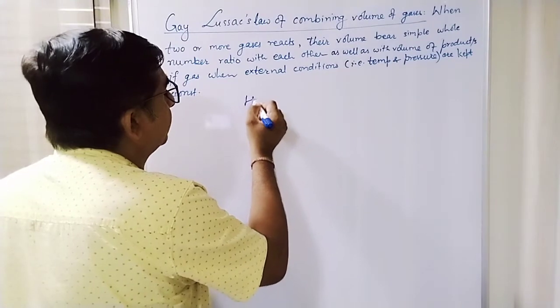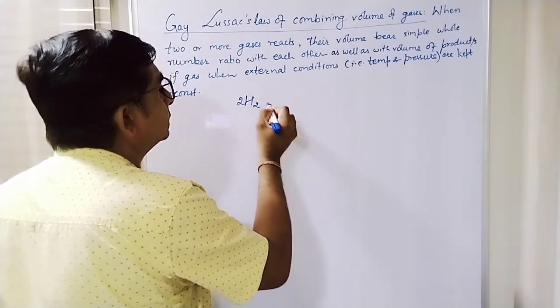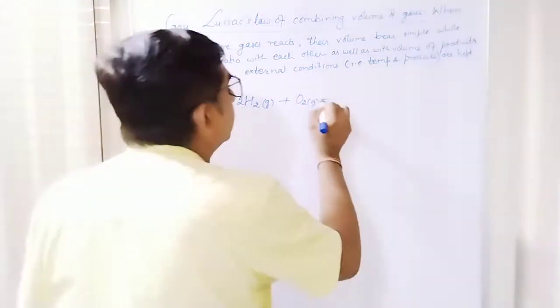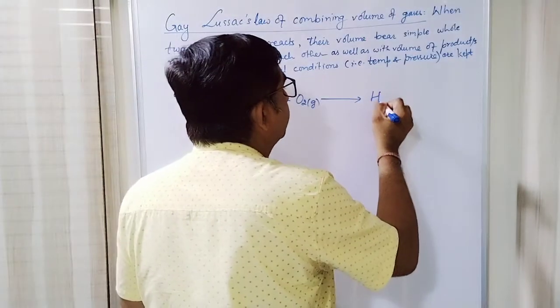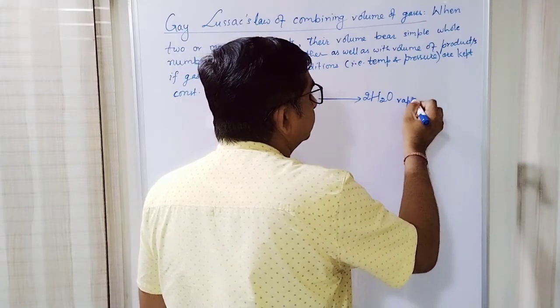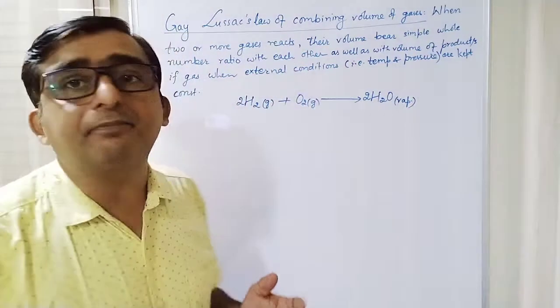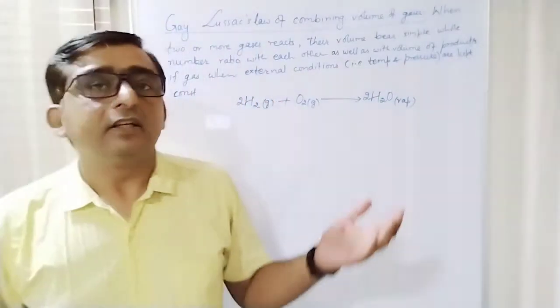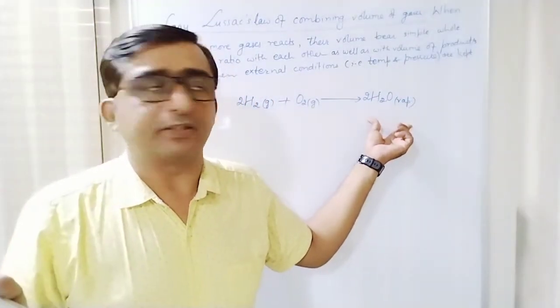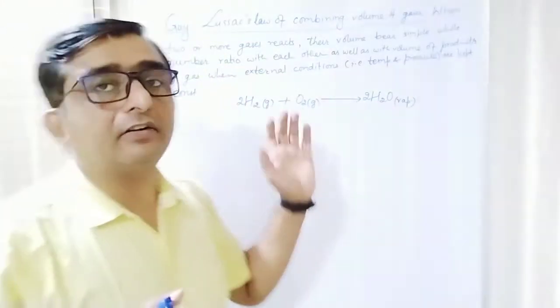Now see what is happening. Suppose I am reacting hydrogen and oxygen to form water, but water will be obtained in vapor phase. If the temperature is kept higher than 100 degrees Celsius, then the water formed will be in the vapor phase, not in the liquid state. And I want to see the relationship.